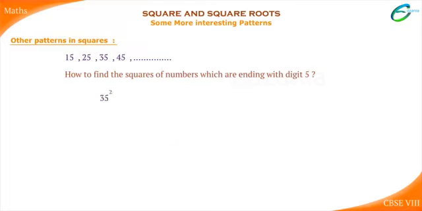Let us find the square of 35. In 35, we have two digits. First, find the product of the first digit and the successor of the first digit. Here, 3 is the first digit and the successor of 3 is 4. The product of 3 and 4 gives 12. And the square of 5 is 25. By combining these two sets, we get 1,225. This is the square of 35.